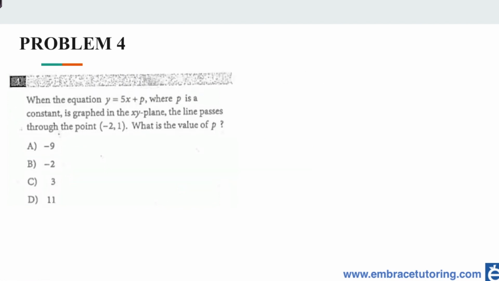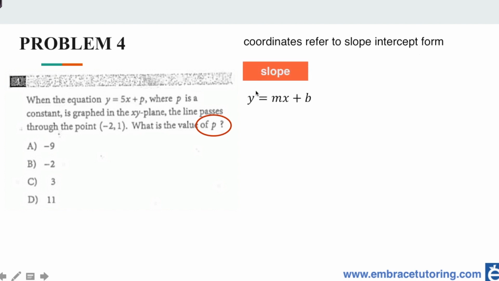Problem number 4 states, when the equation y equals 5x plus p, where p is a constant, is graphed in the xy-plane, the line passes through the point (-2, 1). What is the value of p? Now, whenever they're giving you coordinates, you always want to refer to slope-intercept form, and they're actually giving you the line as well. So slope-intercept form is y equals mx plus b, but they're giving it to you in the equation of y equals 5x plus p.